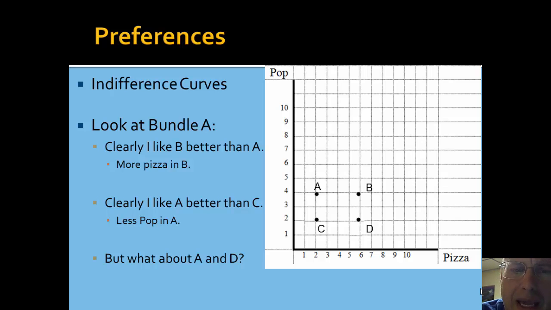Clearly, we also like A better than C. We start with A and take 2 cans of pop away, and that's C. So C has less pop and the same amount of pizza. C must be less preferred than A. We must like A better than C. But what about A and D? Now, A and D is a place where we're making a trade-off. We're giving up 2 pops and adding 4 slices of pizza as we go from A to D. Some consumers may evaluate A differently than D. Some may prefer A to D. Some may prefer D to A. It depends on your own personal tastes and preferences.